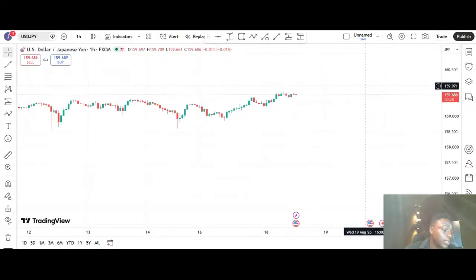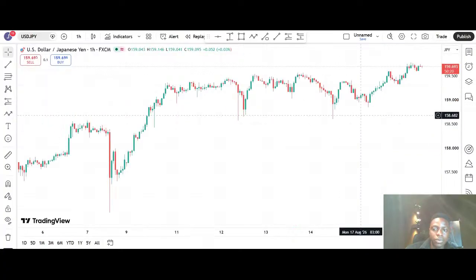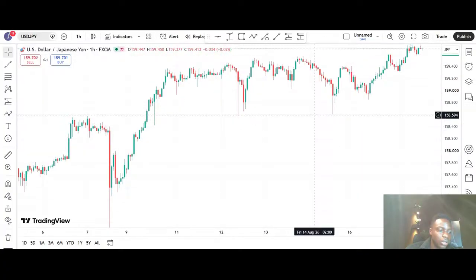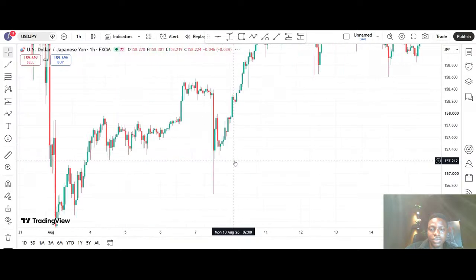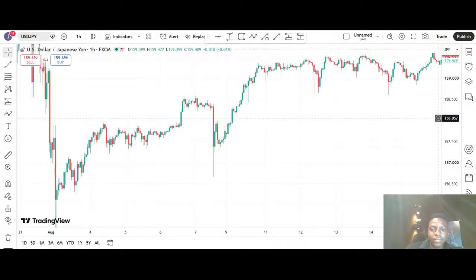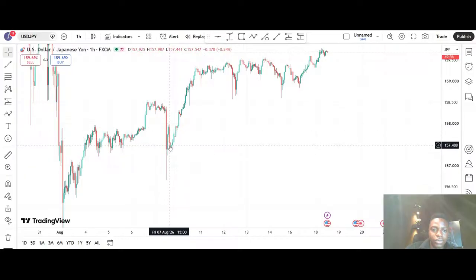So the 4 hour is still bullish, right? Let's see what our 1 hour time frame is giving to us. We can see that the 1 hour time frame also is still bullish. Yes, it's still very, very bullish. So you can see the movement.